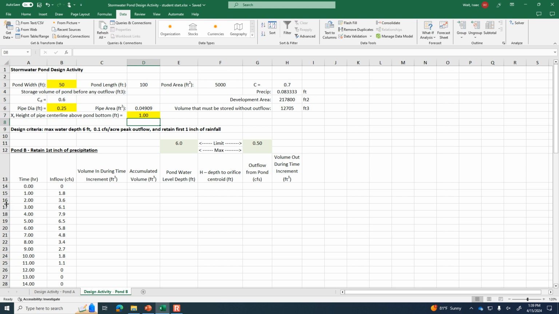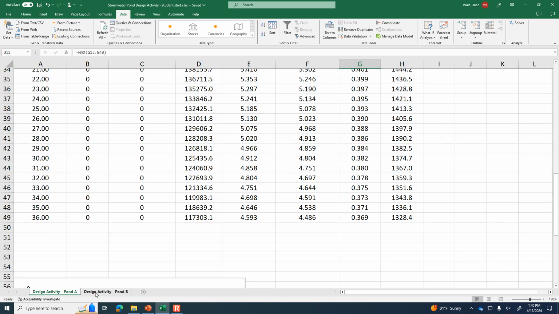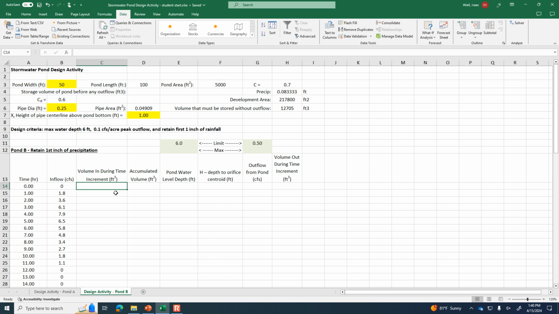We've got the inflow. I'm going to pause, and you go through the same steps that we did before in analyzing this pond. And for now, don't worry about the height of the pipe center line above the pond bottom. We'll look at that in a minute. We'll make adjustments, but just go through in the same way that we did on tab A. Here for tab B, set it up, and then once you've got the first couple of hours, then we'll take a look at it together.